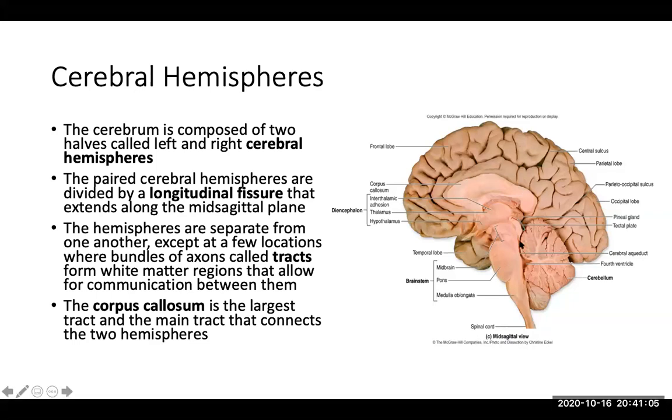So this is a look at the mid-sagittal view showing the right hemisphere. The hemispheres are separate from one another, except at a few locations where bundles of axons called tracts form white matter regions that allow for communication between them. The corpus callosum is the largest tract and the main tract that connects the two hemispheres. I think you're going over a lot of this in lab, or you will be, but here's the corpus callosum that connects the two hemispheres together. You can see in here what makes up the diencephalon, the thalamus and hypothalamus, and then where your midbrain will be located, the pons and the medulla oblongata.